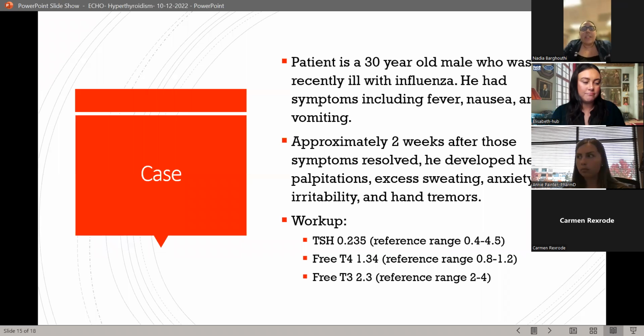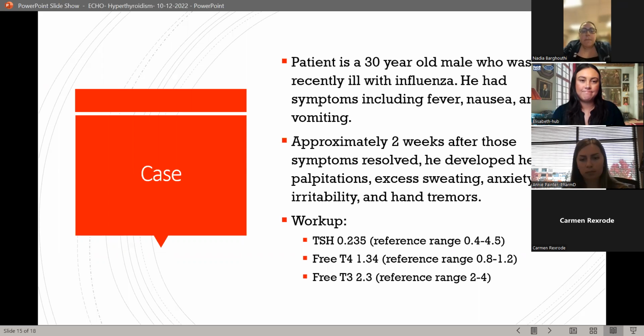And then I have a case. So this person is a 30-year-old male, and he recently had the flu. And he had symptoms, including fever, nausea, and vomiting. And then 2 weeks after those symptoms resolved, he developed heart palpitations, excess sweating, anxiety, irritability, and hand tremors.